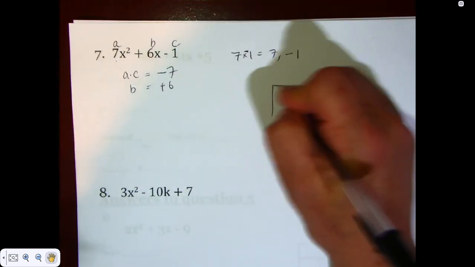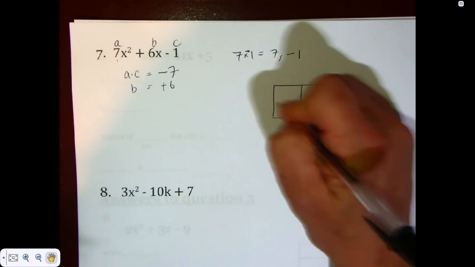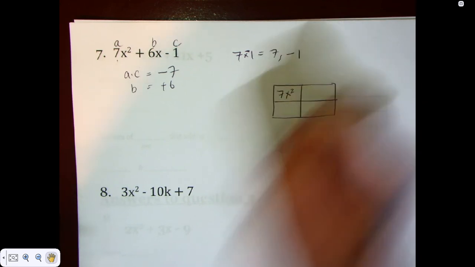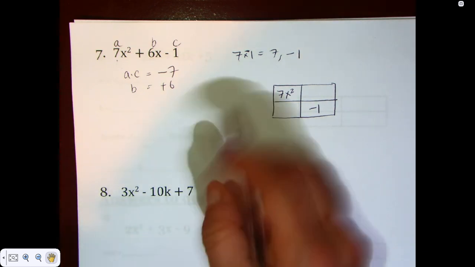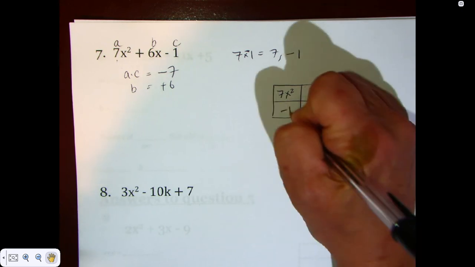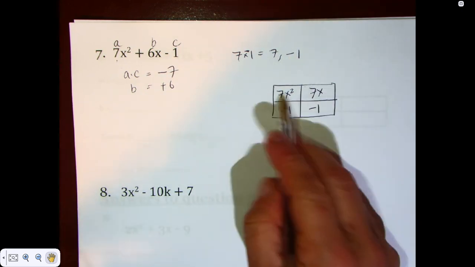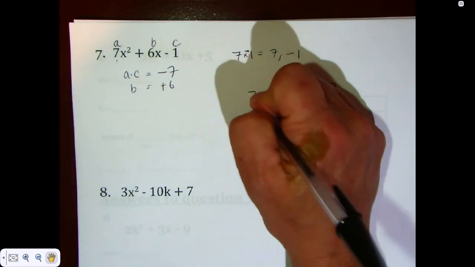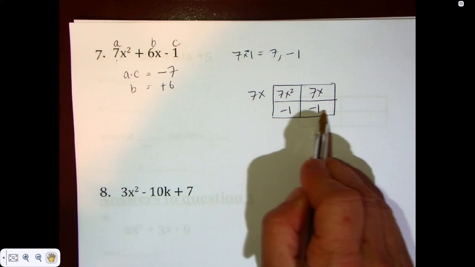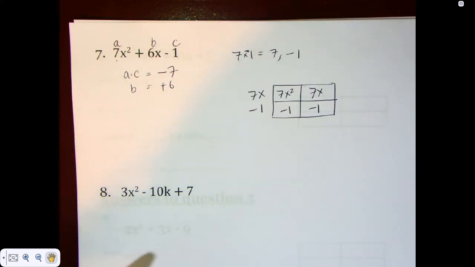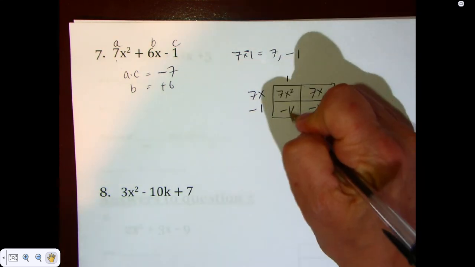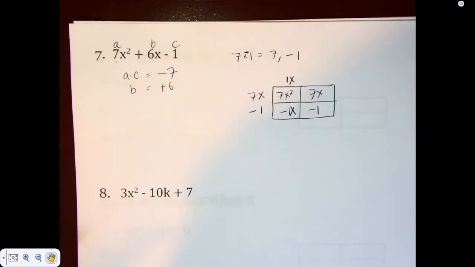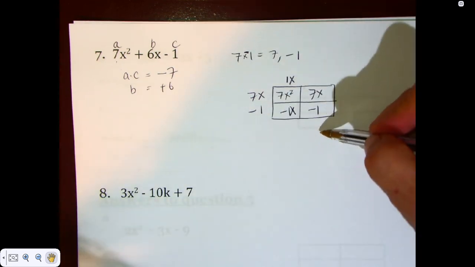Okay, let's create our box for the box method. We have 7x squared in the top left corner and -1 in the bottom right corner. Let's use our factors. I have 7x and -1. Pulling out what we have in common in the row is going to be 7x. In the other row, what's in common with -x and -1 is, of course, -1. Moving vertically, what I have in common is really only the number 1. Actually, there's an x over there, so it should be 1x. And what I have in common over here is literally 1.